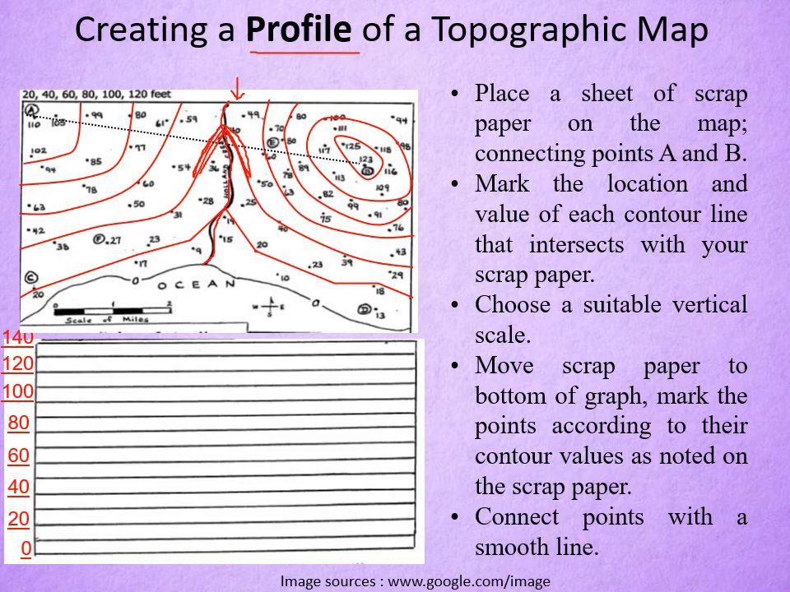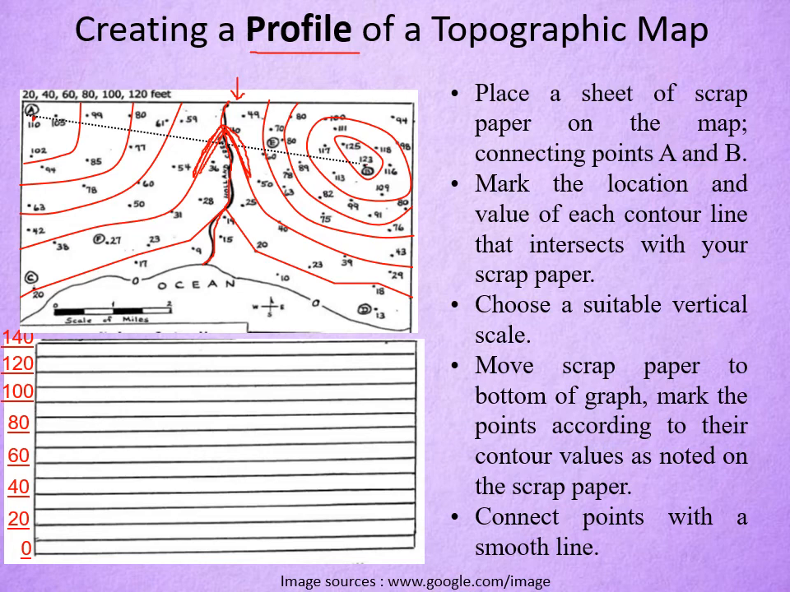Okay, now if someone wants to know the topography of this map from point A to point B, as you can see there are two points marked as A and B, and between them they draw a dotted line. So they want to know the variation in elevation in a profile section between these two points.